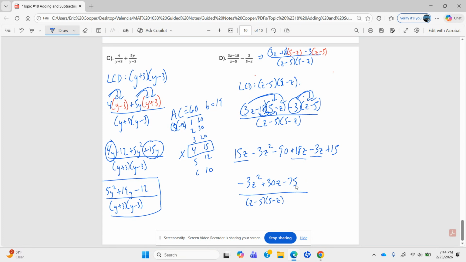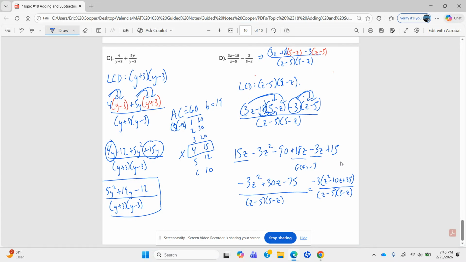Now one of the things we'll notice here is that there is a GCF. So we need to try and see if we can factor the top and see if anything can cancel. I notice that 3 goes into each of these, and the leading term is negative. So I'm going to factor out a GCF of negative 3. This now becomes z squared. 30 divided by negative 3 is negative 10z. And negative 75 divided by negative 3 is 25. Again, the denominator does not change.